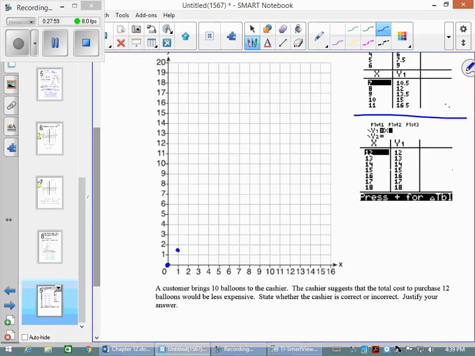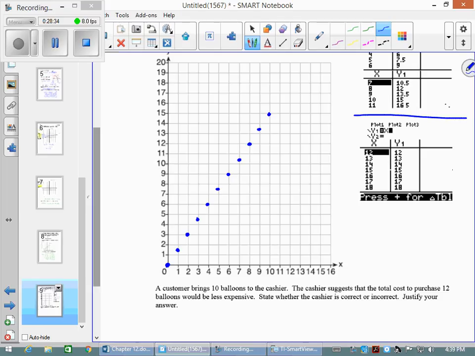4, 6. We're going up 1.5, so you could just go up with the slope 1.5 each time. And I'm stopping at 11 for x. Okay, so I'm stopping at the point 11, 16.5, which I just plotted.